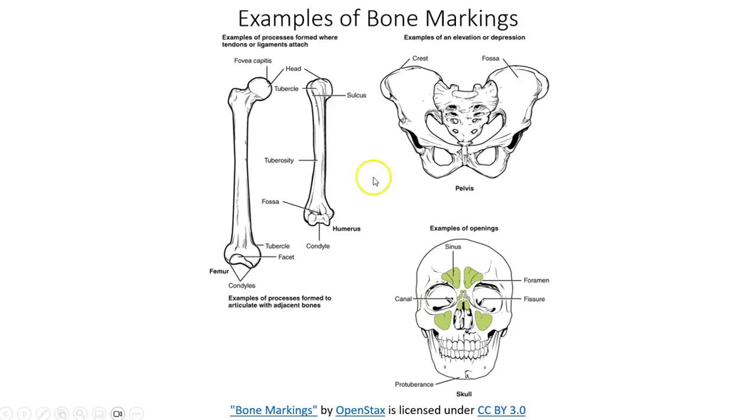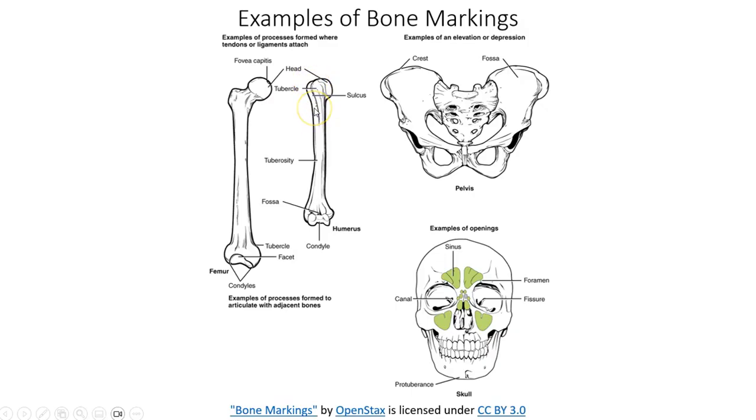We've seen a lot of examples of different bone markings in the lab over the last few weeks. The head of a bone is that smooth rounded projection that's part of what forms an articulation, those joints. So the head of the femur helps form part of the hip joint, the head of the humerus helps form part of the shoulder joint, and so on and so forth. Tubercles and the trochanters on the femur are those larger rough projections, those bumps that are attachment points for tendons and ligaments.